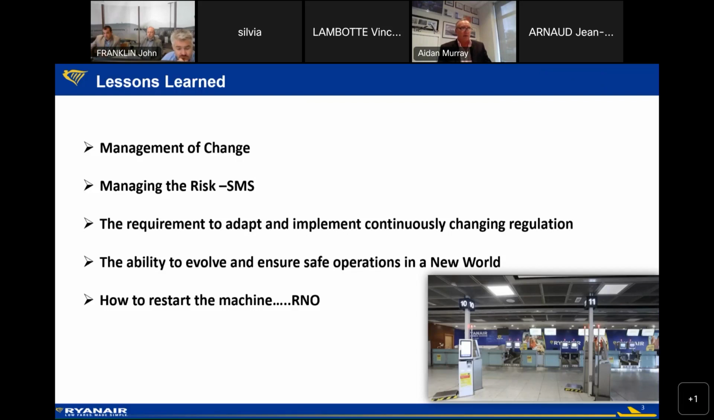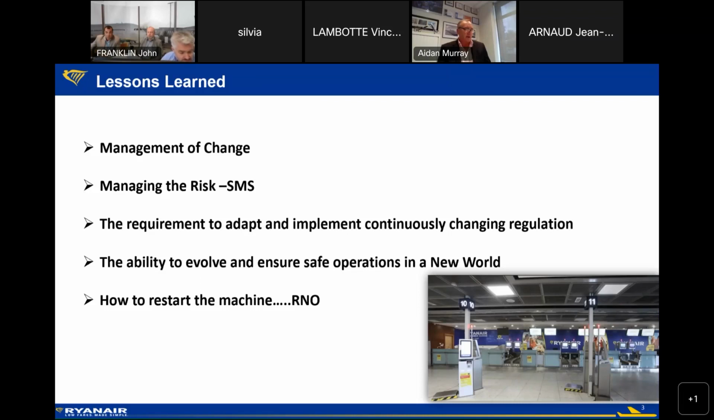Every time we turned the page, we seemed to find a new hazard, and managing that risk and how we did that was crucial to a safe return to our operations. We found that we had to adapt and implement continuously changing regulation, which in itself was a major challenge for us. And then we found that we had to evolve how we did work.